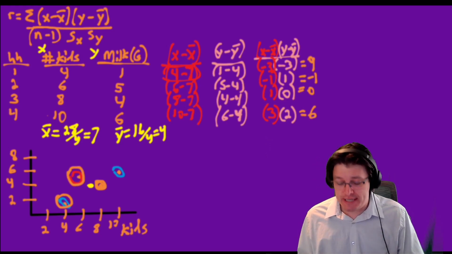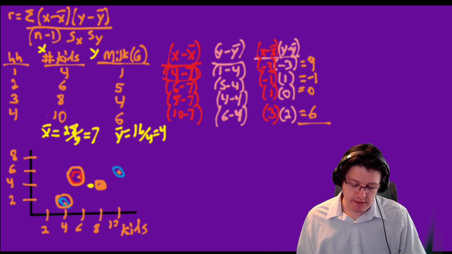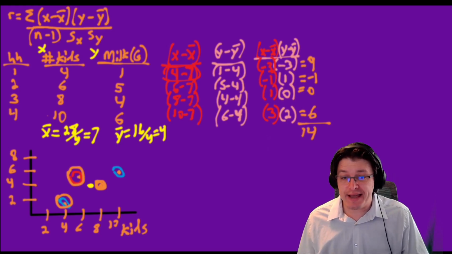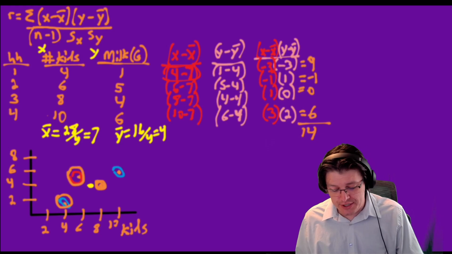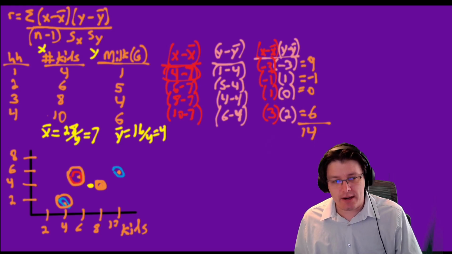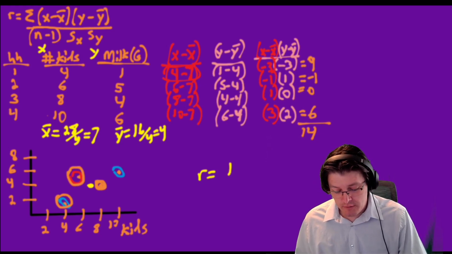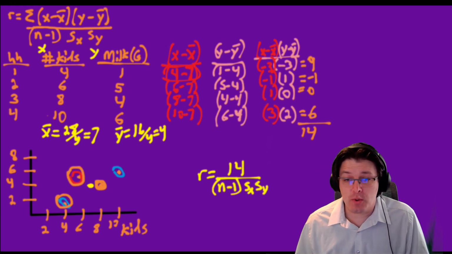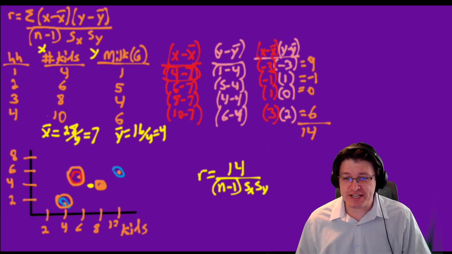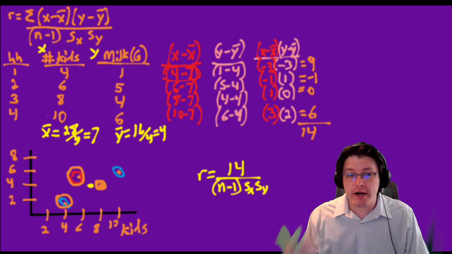So the next thing, just like with standard deviation, we're going to add these together. So we get, what is this? 15 minus 1 is 14. Okay, and that's the numerator of our calculation. Let me write this out in a slightly different color so it pops out a little bit more. So we have r is equal to 14 over n minus 1 times sx times sy. Okay, so we're almost there. We just have to calculate the 2 standard deviations, which of course is quite simple. We are on our way to calculating that.